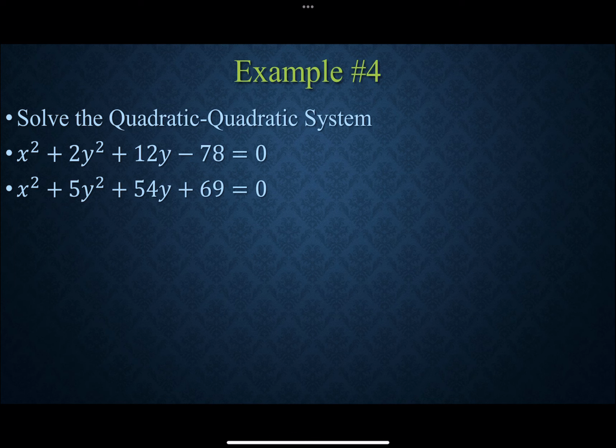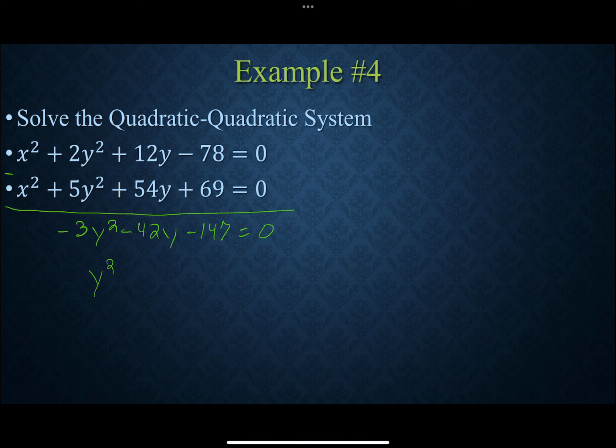And recognizing right off the bat, the x squareds have the exact same coefficient, they're both positive. So if I subtract these two equations, x squared minus x squared cancels. I get negative 3y squared. The 12 minus the 54 gives us a negative 42y. And the negative 78 minus 69 gives us a negative 147. Unlike that no solution from a couple examples ago, everything here divides by negative 3. The negative 147 and the negative 42 all divide with the negative 3.